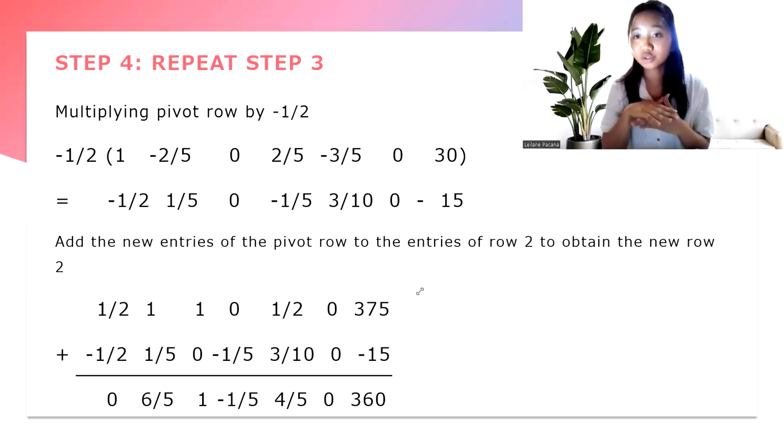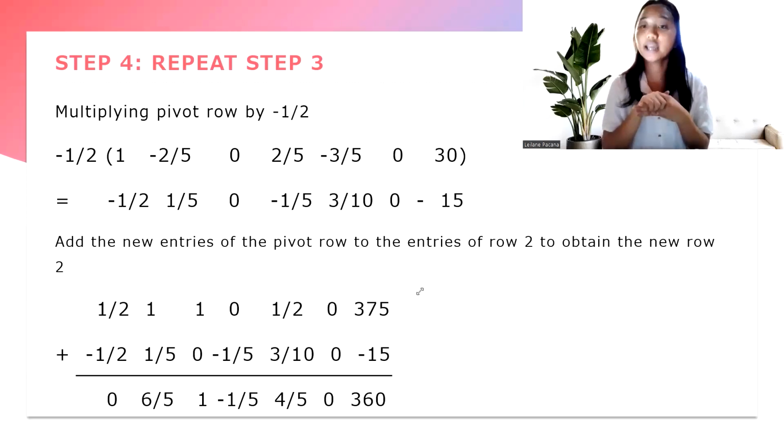That result we have to add to our previous row 2 in order to have that 0 that we are aiming for. So 1 half, 1, 1, 0, 1 half, 0, and 375 are the previous row 2. To add, 1 half plus negative 1 half, we have now the 0. 1 plus 1 over 5, we have 6 over 5. 1 plus 0 is 1. 0 plus negative 1 over 5, we have negative 1 over 5. 1 half plus 3 over 10, that's 4 over 5. 0 plus 0 is 0.